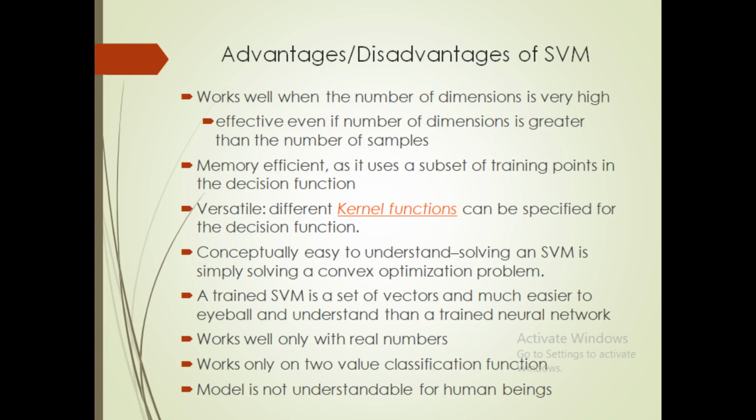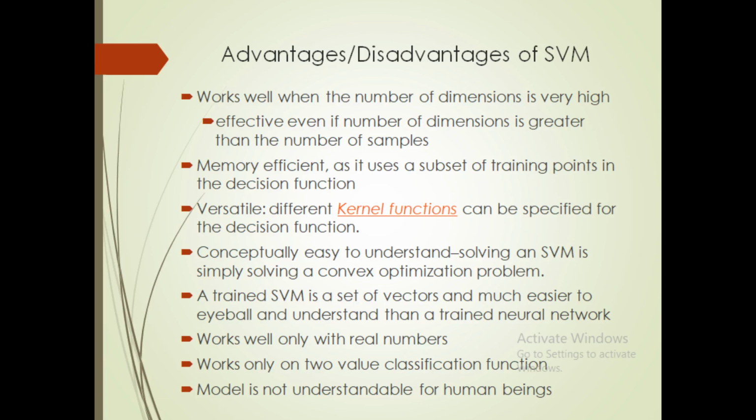A trained SVM is a set of vectors and is much easier to eyeball and understand than a trained neural network. Already we have studied neural networks, wherein whatever calculations are going on cannot be understood by us. But in SVM we can understand some part of the calculations.